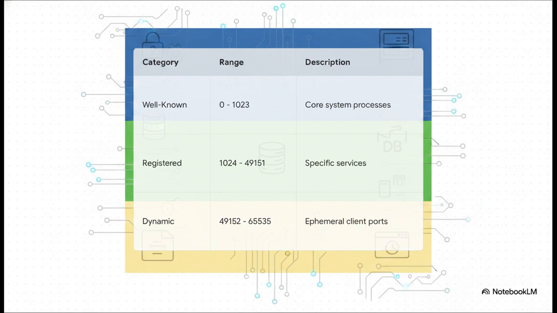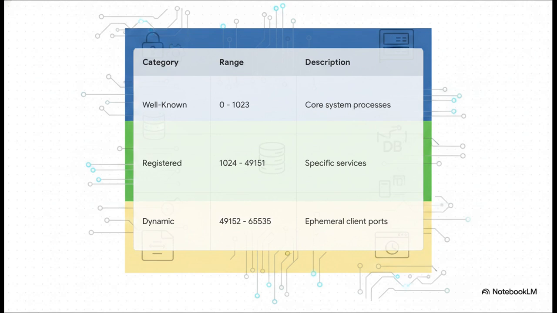These are the well-known ports. They are restricted to core system processes and usually require strict administrative privileges to even bind to. Then, the middle tier, running from 1024 to 49151, are the registered ports. These are assigned to specific applications like databases or various open-source tools.